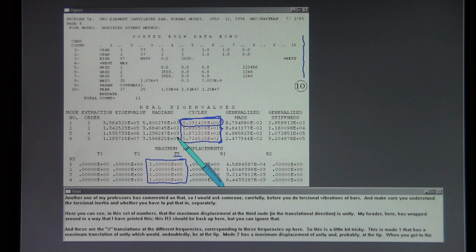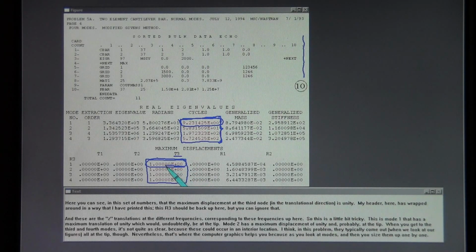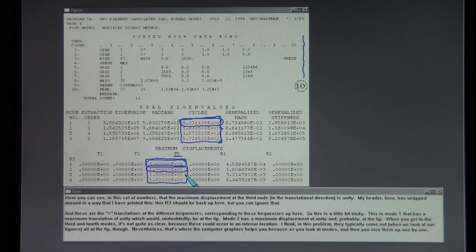So this is a little bit tricky. This is mode 1 that has the maximum translation of unity, which would undoubtedly be at the tip. Mode 2 has a maximum displacement of unity and probably at the tip. When you get to the third and fourth modes, it's not quite as clear because these could occur in an interior location. I think on this problem they typically come out at the tip when we look at our figures though. Nevertheless, that's where the computer graphics helps you, because you look at the modes and then you size them up one by one.